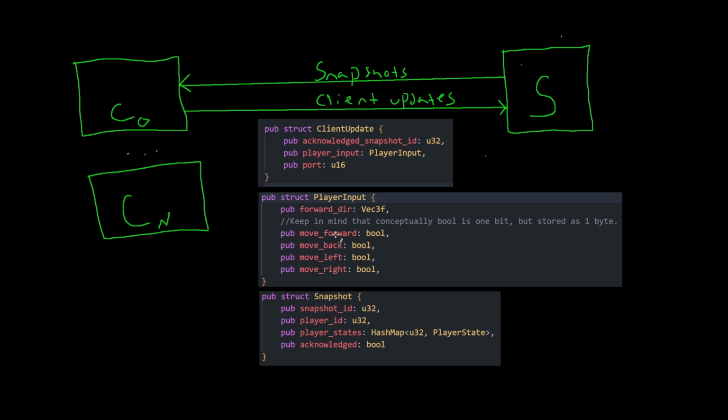That input basically is the key mappings. For example, move forward is W, but it could be anything. Also the forward direction, which is currently being calculated on the client. And the snapshot itself basically has the current snapshot ID, the player ID for that client, and then basically the world state in a map. So there's no interest management here. There's no optimizations. It's pretty simple currently.